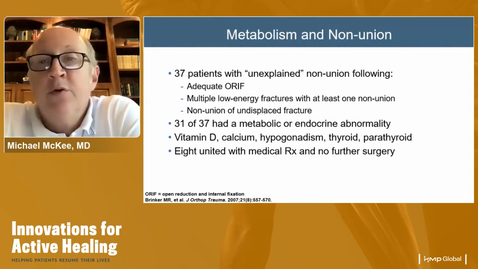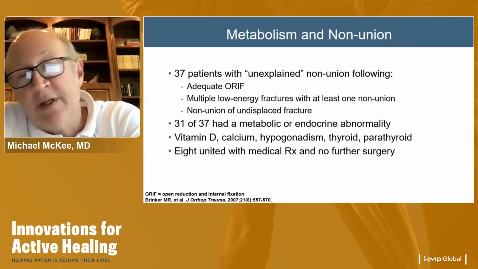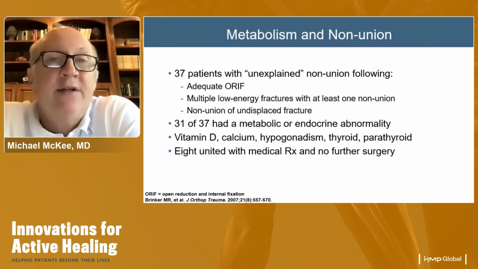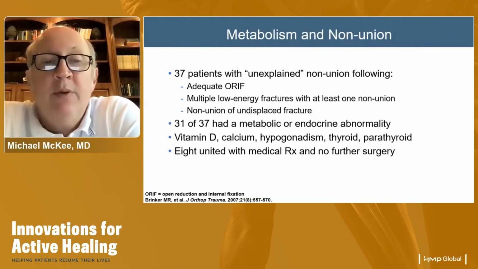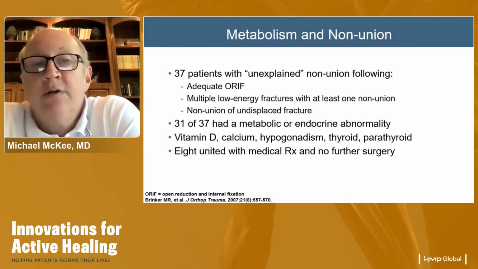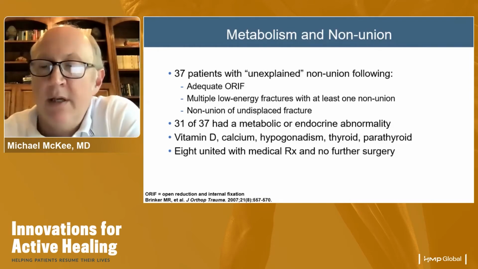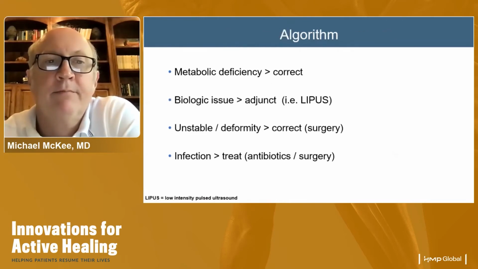Mark, in a few talks, has also said that in the other 6 patients who didn't have one of these issues, it probably was just a matter that we don't have sophisticated enough testing to figure out exactly what is an issue with those other individuals, but they probably have something else going on as well. So this is a very interesting paper if you want to look at metabolism and non-union in this population.